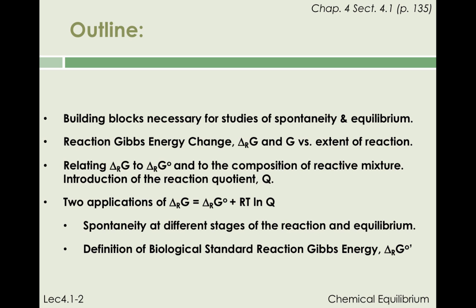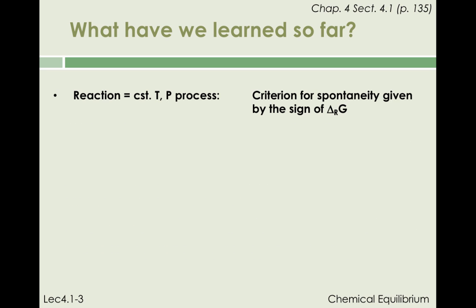The relationship between delta rG standard and Q will be used specifically first to examine the spontaneity of chemical reactions at different stages of the reaction process. Second, we use this equation to discuss the role of standard conditions in predicting spontaneity and equilibrium and introduce the biological standard state.